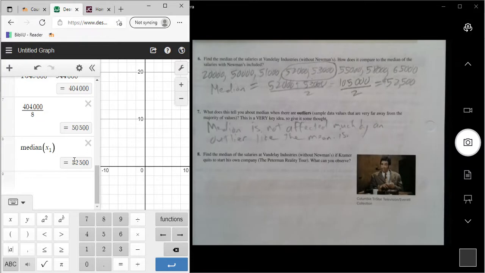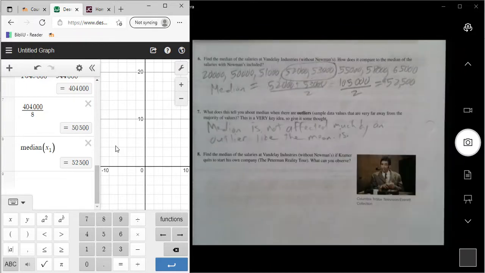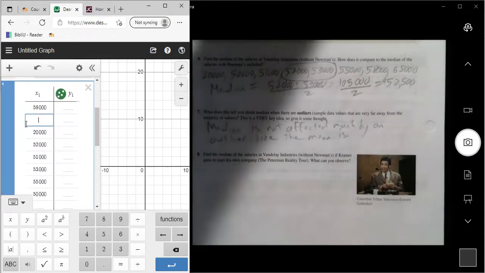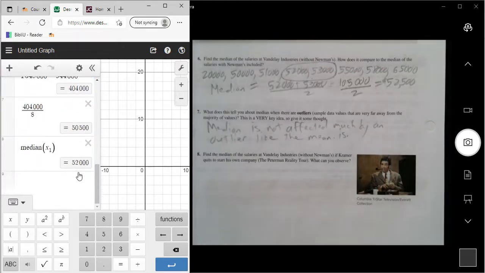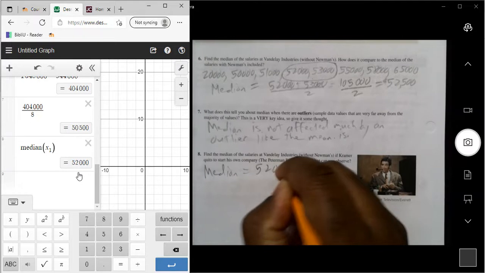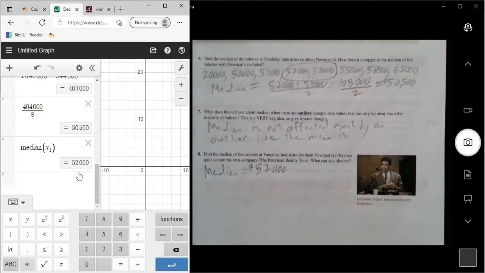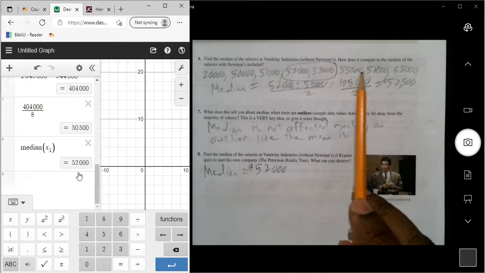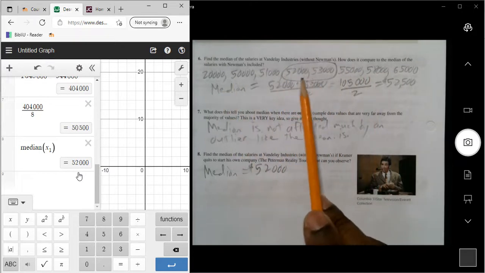Now it says find the median of salaries at Vandelay Industries without Newman's if Kramer quits to start his own company. Now I'm not going to write all of those numbers over again, but we're going to look back here at Kramer's salary. Kramer's salary is $65,000. So what I would do, I would go back to this table and also take out the 65,000. So Newman's and Kramer's is out, and then it gives us the median of 52,000. So the median will equal 52,000. Or we could, just to show you, since we wrote it out here, if we took this out, then it would just be 7 values, and the middle value would be this 52,000.